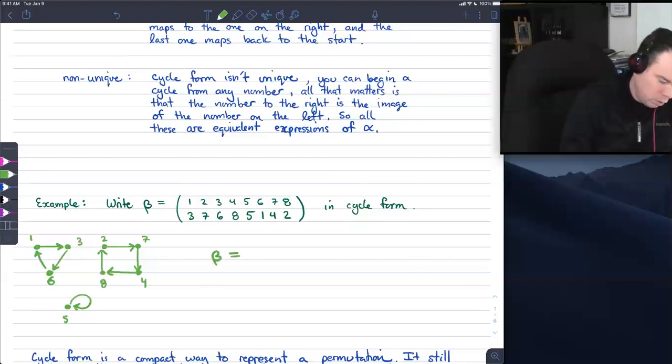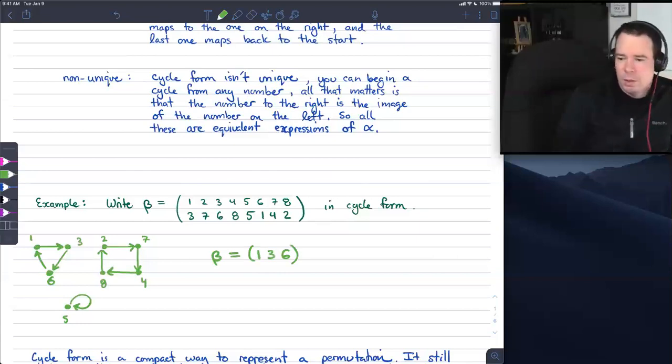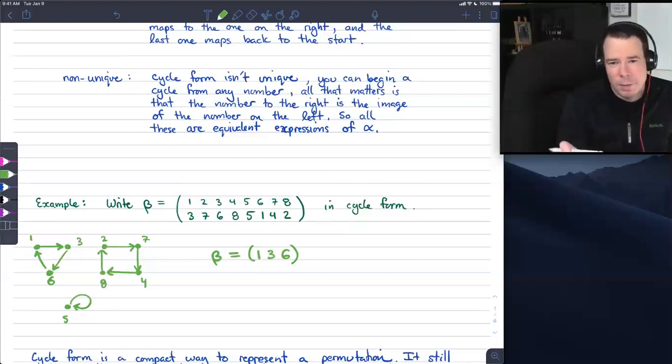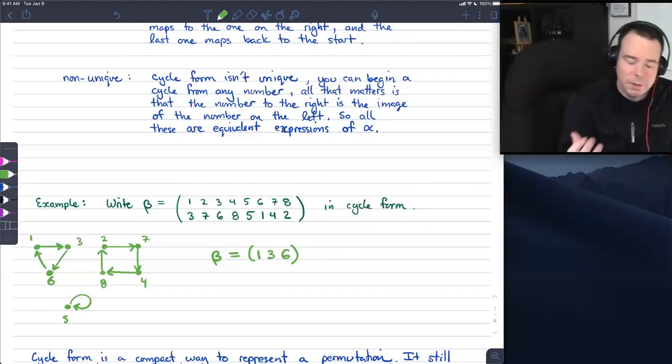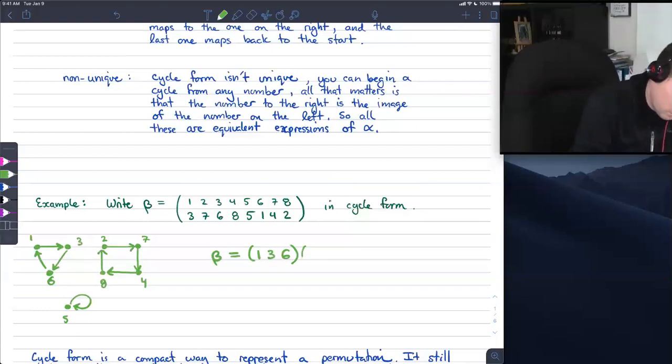And in terms of cycles, we can say, okay, what does beta do? Beta takes 1 to 3, 3 to 6, and 6 goes back around to 1, so we can put a closing parenthesis in there. Now, we're not using commas. So when we get into double-digit numbers, you just want to make sure you leave enough of a space between them so it's easier to read. And not using commas in cycle form is a common convention.